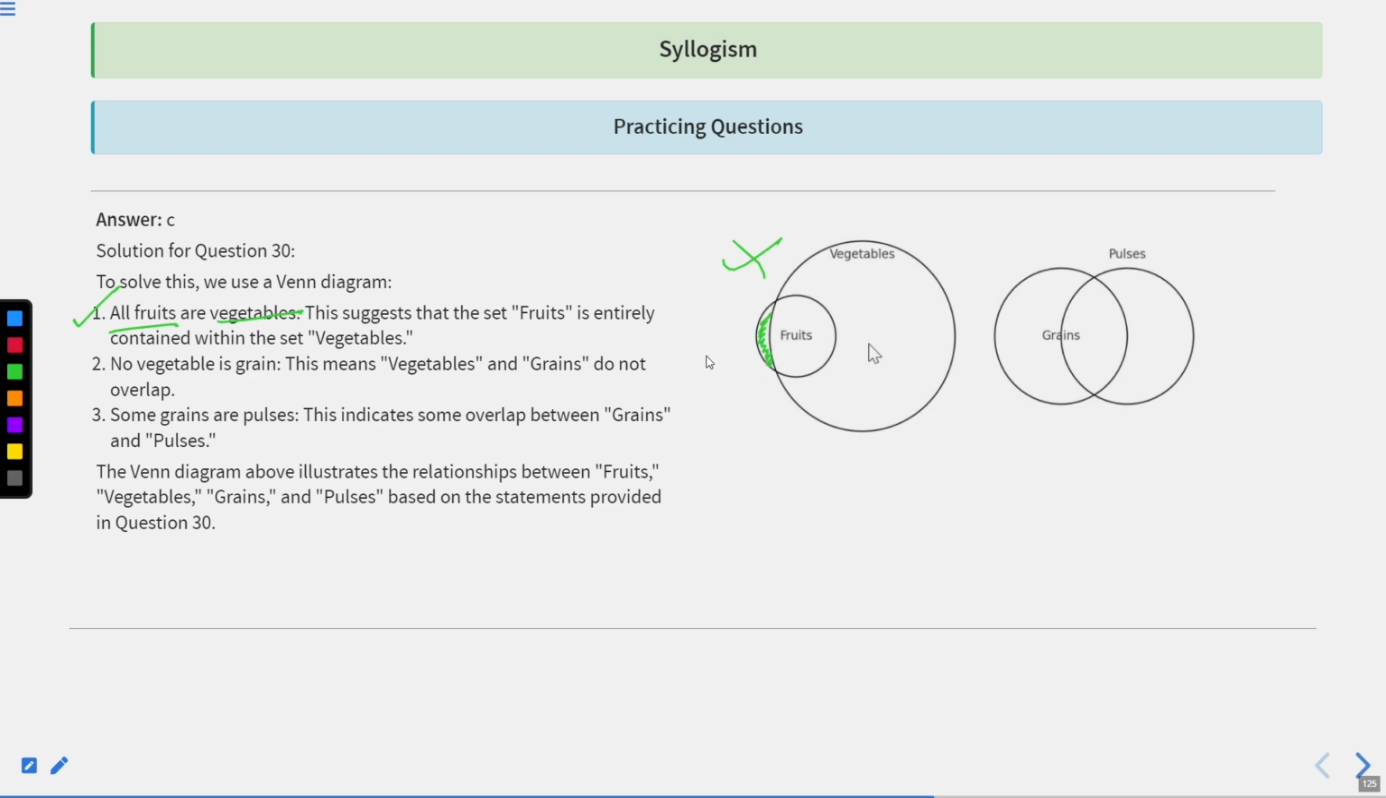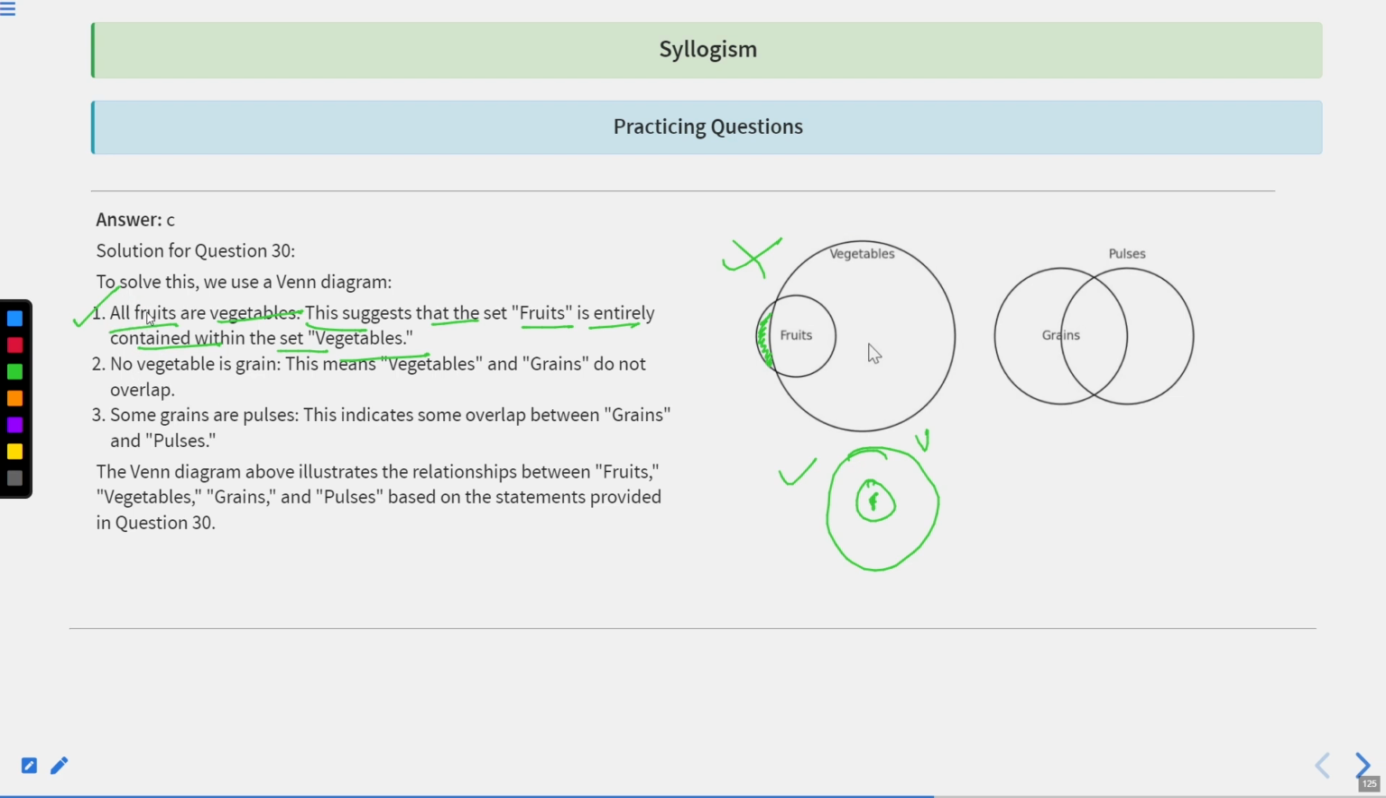When you talk about all fruits are vegetables, the pictorial representation should have been that this is fruits in the bigger circle, which is going to be vegetables. This is the correct representation because the statement suggests that the set fruits is entirely contained within the set vegetables. Here what you can observe is that there are certain fruits which are not within the vegetables. So the diagram for this particular question would not have been right if this had been mentioned as some fruits are vegetables.